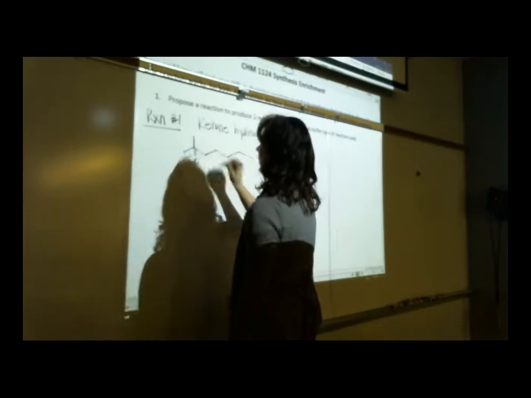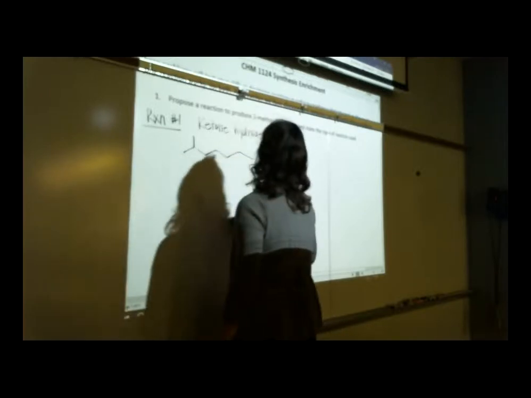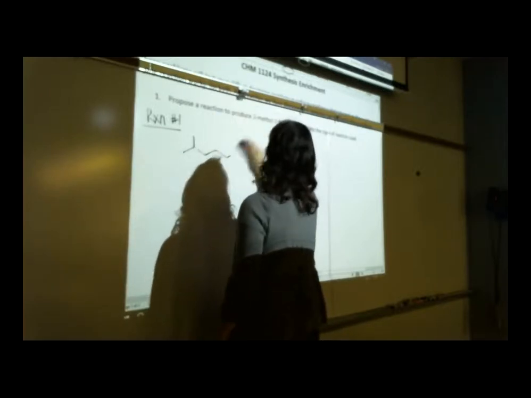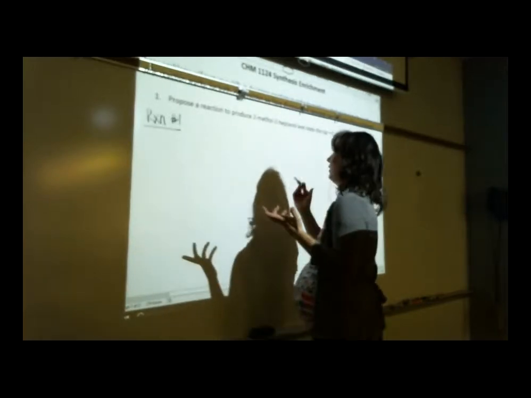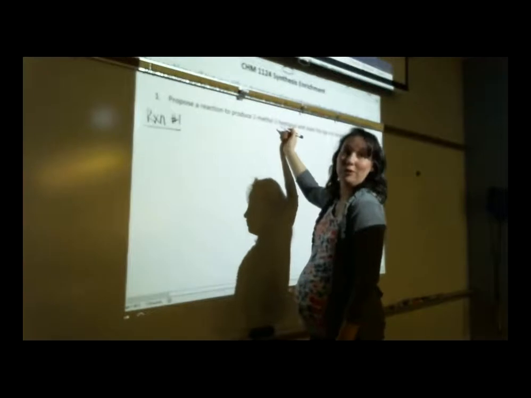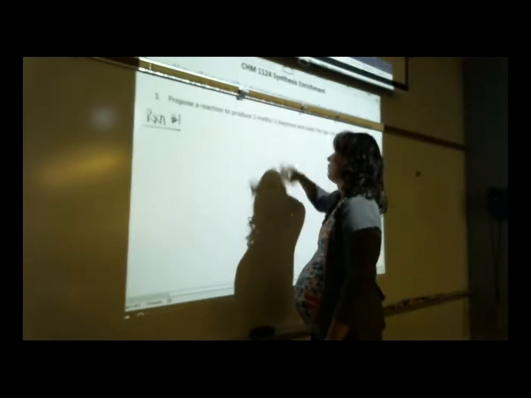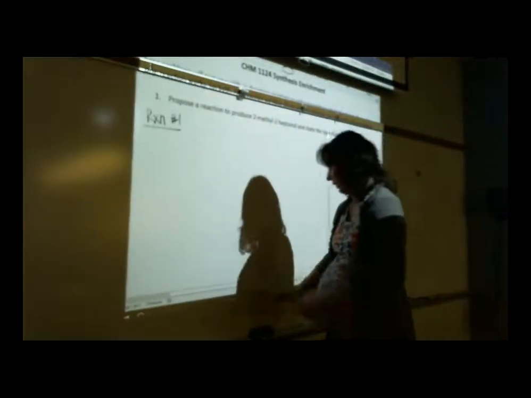1, 2, 3, 4, 5. That wouldn't work. For some reason, I was thinking it was 2-methyl-3-heptanol. So no, ketone hydrogenation won't work, right? Because you can't have 5 bonds. So there's only one reaction that'll work. If it were 2-methyl-3-heptanol, you could reduce a ketone. But because it's 2-methyl-2-heptanol, there's only one reaction that'll work.